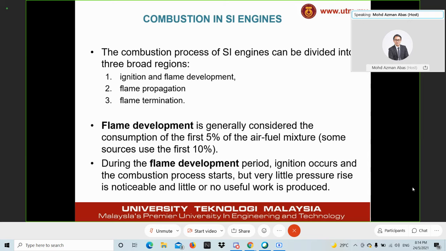The first phase is where the ignition starts and the flame starts to develop. Then comes the second phase, which is the propagation of the flame, in other words, the spreading of the flame. The flame has already started and it starts to spread across the combustion chamber. Now the third phase is the flame termination.